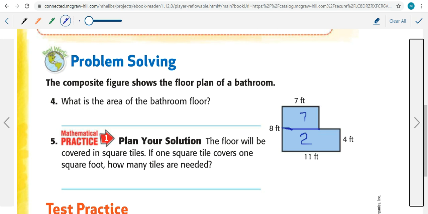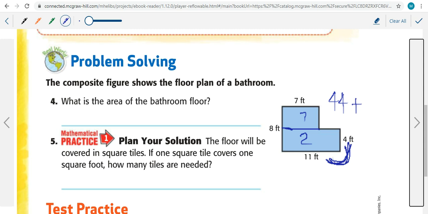Let's find the easiest one, which is rectangle 1. 11 times 4. Why do we multiply? Because when we find the area, the formula is area is equal to length times width. So 11 times 4 is 44. This is the area of this rectangle. 11 times 4 is 44 plus, let's find the area of rectangle number 2.